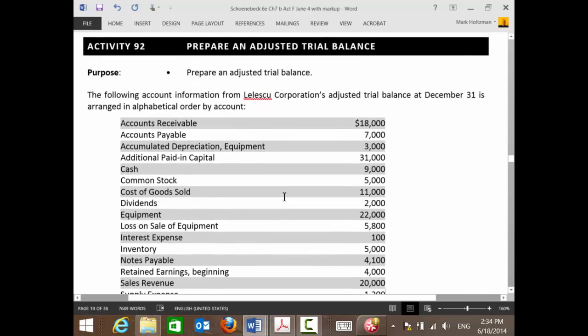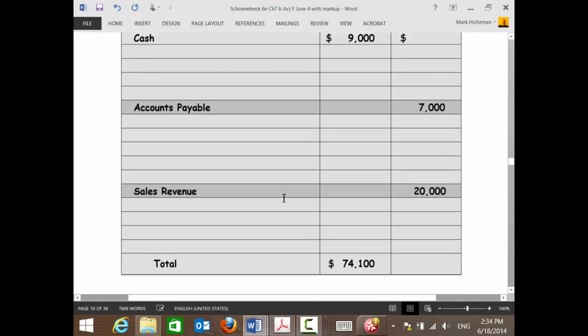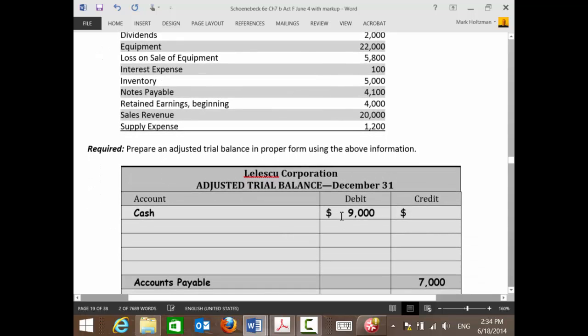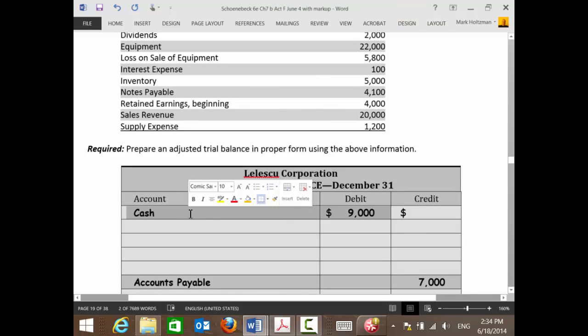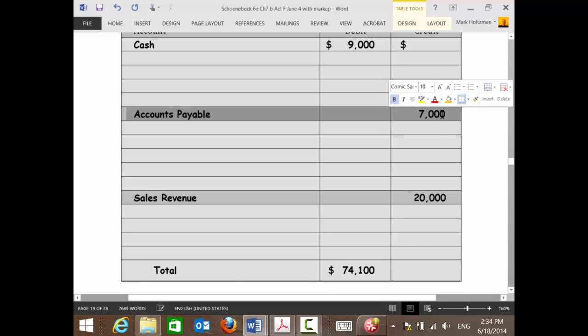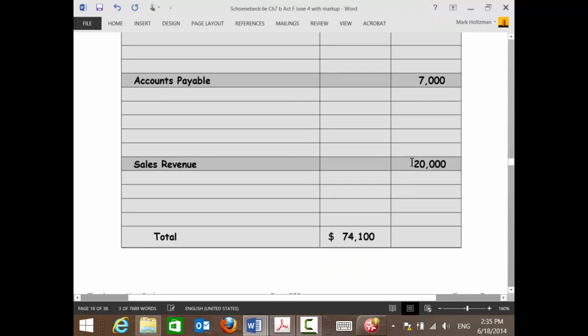Activity 92, what you do with this problem is you take each account and fill it into the adjusted trial balance. So I've done 3 for you. Cash is $9,000. I'll do an easy one. It has a debit balance, so I put it over here. Accounts payable is a liability. It has a credit balance, so I put it over here. And sales revenue has a credit balance, is $20,000. It has a credit balance, so it goes over here.